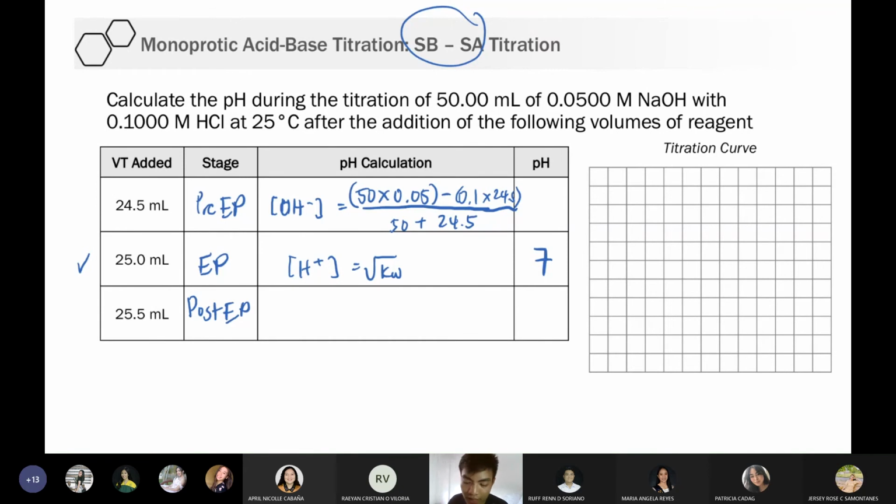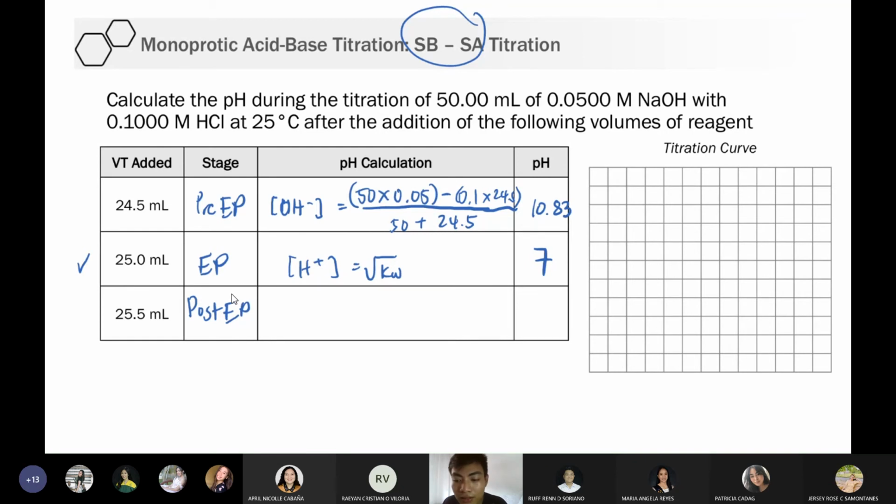Ano yung pH? Hindi ko na kaya i-mental yan. 14 minus negative log. Sagot ay 10.83. Hopefully nakuha. Okay? So, yan. Hala, sir. Baka sabihin nyo, hala, sir, ang nakuha ko ay 3.17. POH yun. No? Kasi OH to eh. Okay. So, kung gusto mo yung pH, 14 minus the POH. Okay? So, ganun.